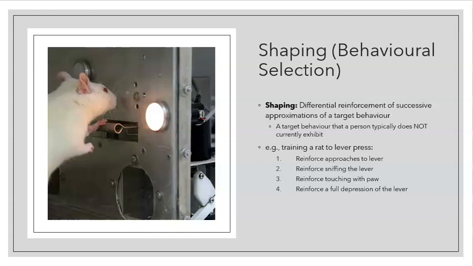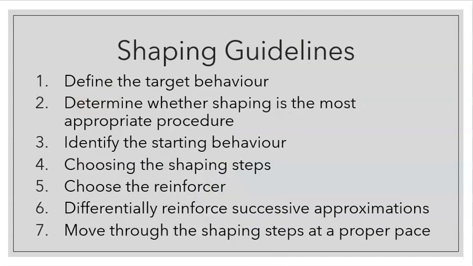It's defined as that differential reinforcement of those successive approximations, so as we get closer, until the person or animal exhibits that target behavior. Okay? Now, what are some guidelines that can help us with our shaping? How can we get that shaping to occur quickly, make sure it occurs properly, that kind of thing?